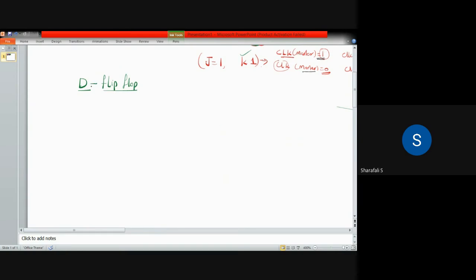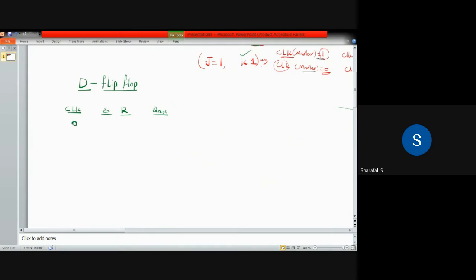D here, D stands for data. Okay, so we know basically the SR flip flop. I hope you know these basics, which I have not covered here. So let's consider SR first, and Qn plus 1, that is the next state.